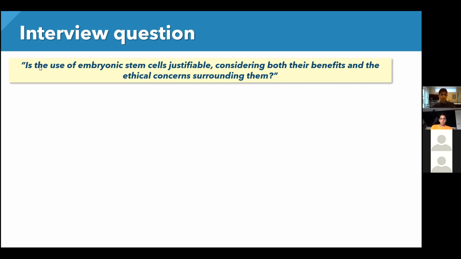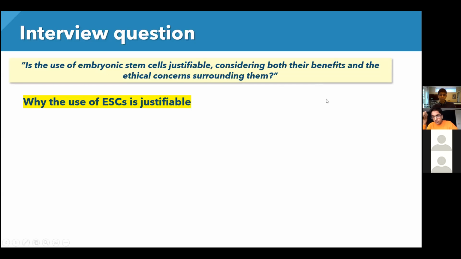So I'll just read it out loud. Is the use of embryonic stem cells justifiable, considering both their benefits and the ethical concerns surrounding them? We're going to start off with looking at why the use of embryonic stem cells is justifiable. Sidan, why don't you take this one? Perhaps everyone can put in the chat their opinions regarding all the points we've talked about today, the benefits of embryonic stem cells, and the fact that perhaps the ethical issues surrounding them might not be so significant. Also, if you'd like to unmute yourself, please do go ahead.